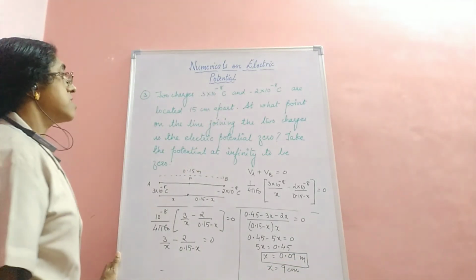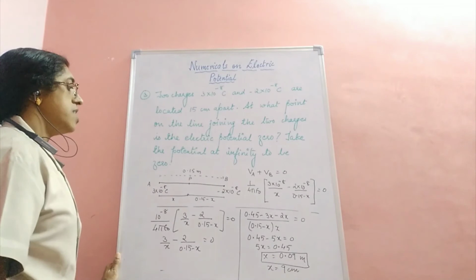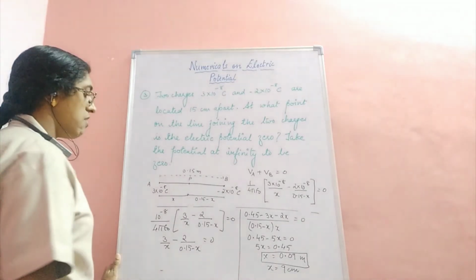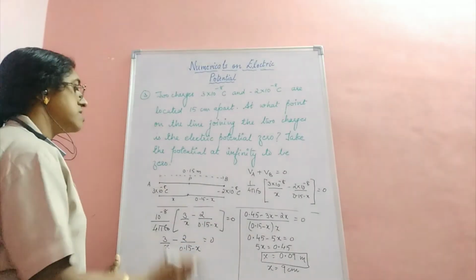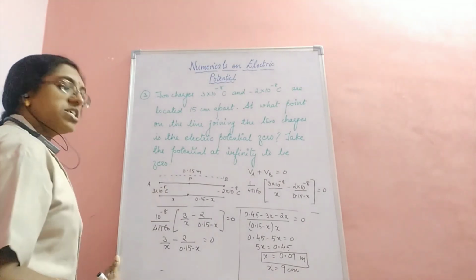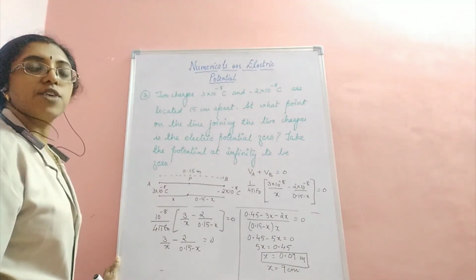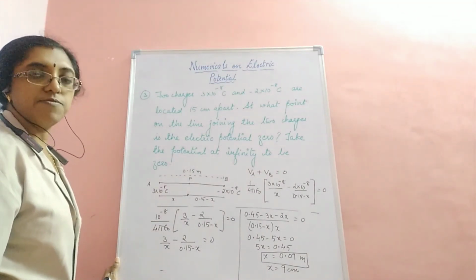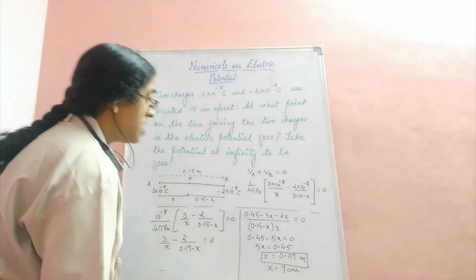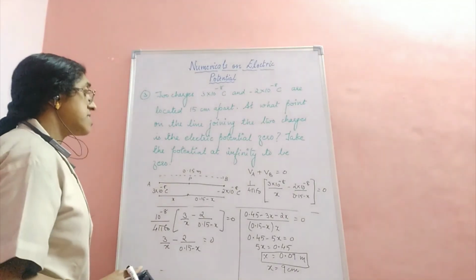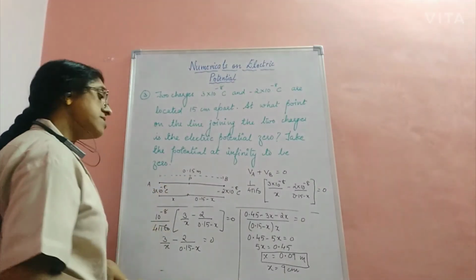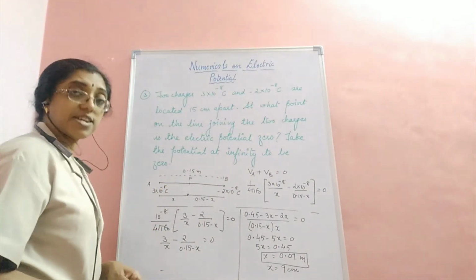That means the potential would be 0 at a distance of 9 centimeter from 3 into 10 to the power of minus 8 coulomb. Now, it's not necessary that I should take the point P here itself. I can take it anywhere.